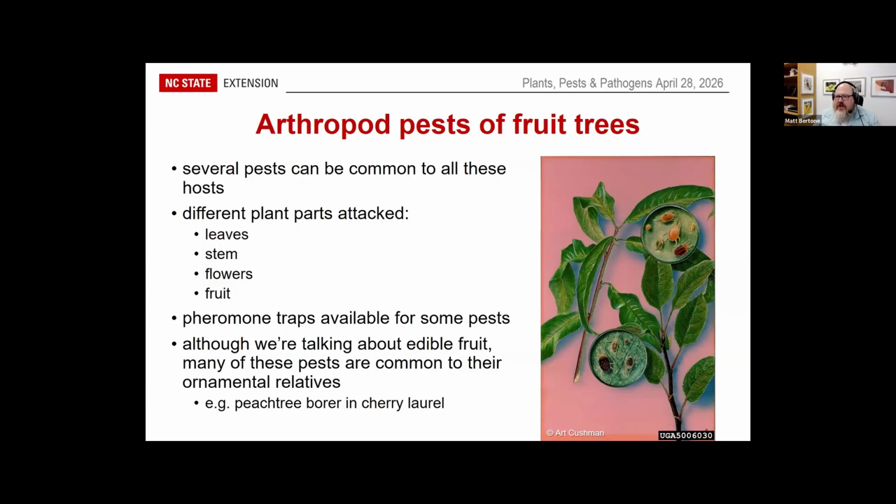But as Mike mentioned as well, spray programs for pests are also very intense in home orchards, and you have to be on top of things because any little bit of damage can cause downstream effects, especially injury from insects that can lead to disease, infections, or rot in these plants. And although we're talking about edible fruit, many of these pests are common to their ornamental relatives. For instance, we've found peach tree borer in cherry laurel, which is an ornamental, but it's a prunus. Because it's in the same genus as cherries and peaches, it will attract the same pests.